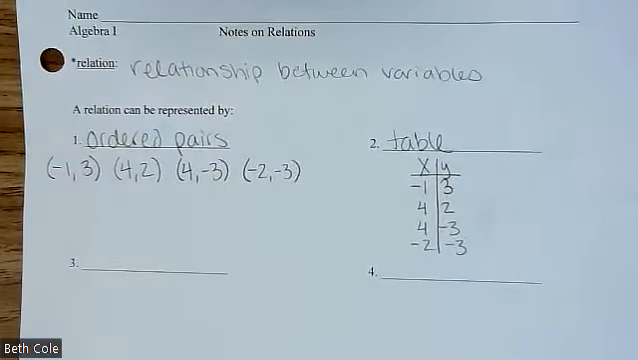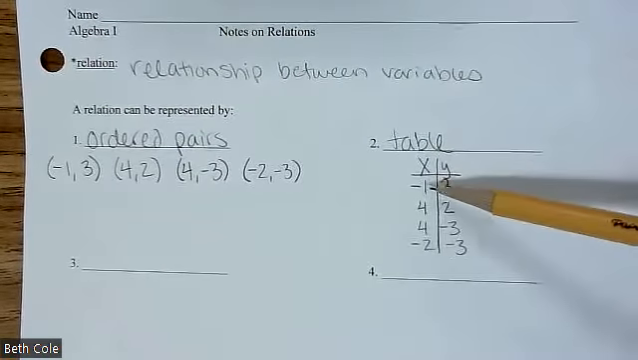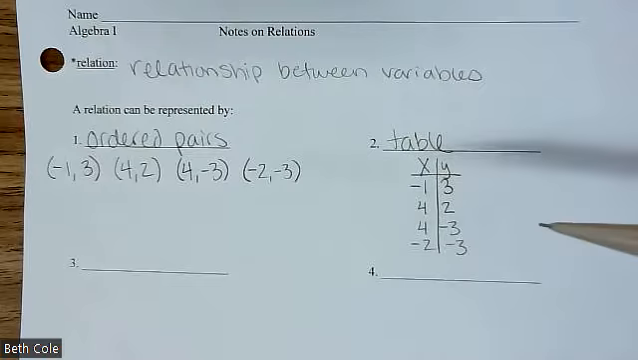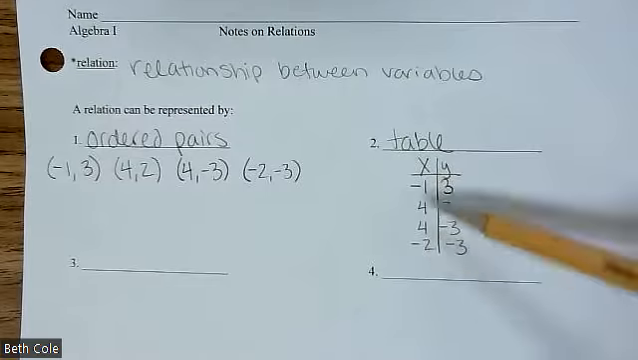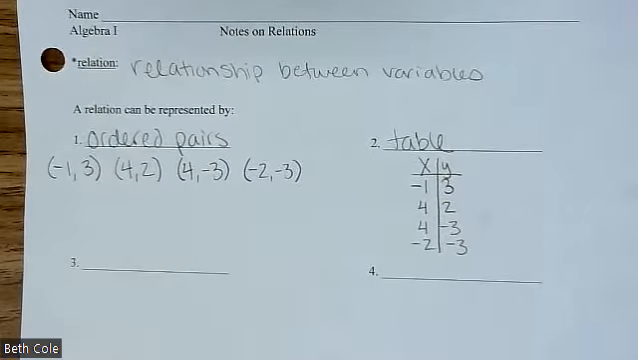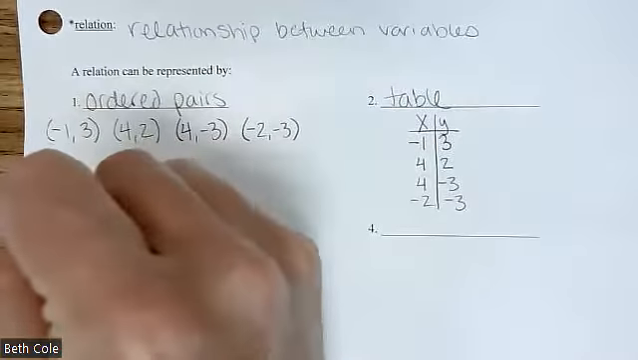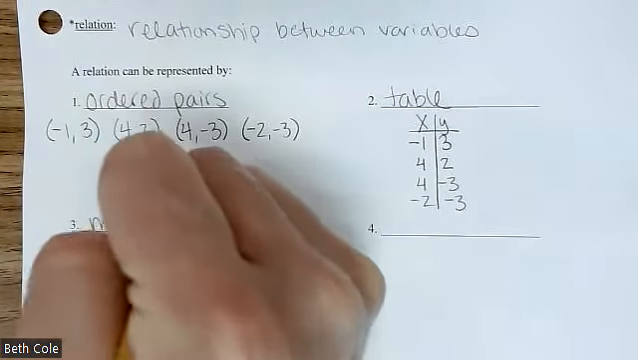Now, technically, the x numbers should go in order, smallest to biggest, but I would never mark that wrong because, for goodness sake, if you get them all, I'm thrilled. So technically, these should be in order, smallest to biggest, but it's fine the way it is. Have you seen a table before? Is this familiar? Yes. Okay. You have to let me know if you've seen this one. A mapping.